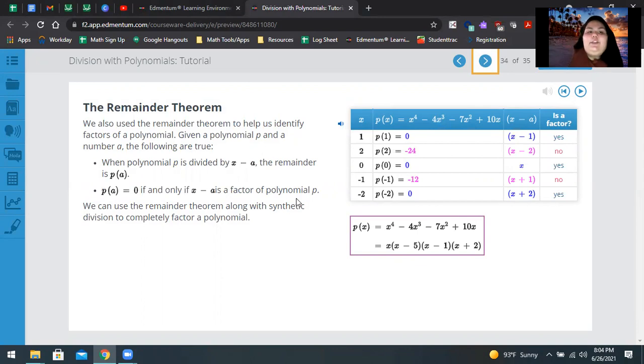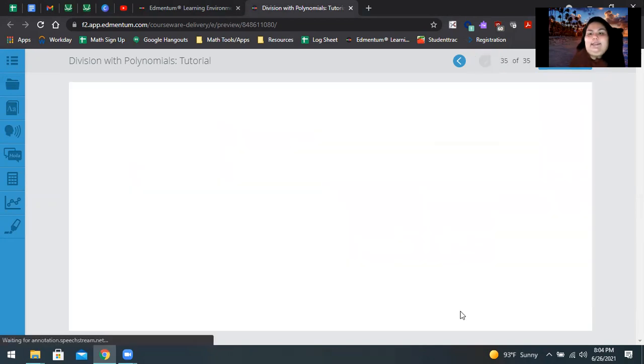And then here, slide 34, again, it's a little bit about the remainder theorem. So if we plug in the value of 1 into this equation and we get 0, then that means x minus 1 is a factor. And you'll go ahead and say yes. If we do not get 0, then it's considered not a factor. The more zeros we get, the more we can break down this polynomial and find its factors and have it completely factored for us. Remember, if they plug in the value 0, it is going to be just x. So be very, very careful with that. And that is the end of the divisions with polynomials tutorial.